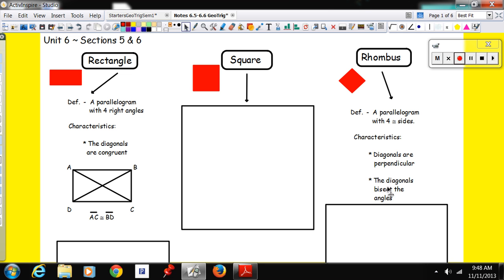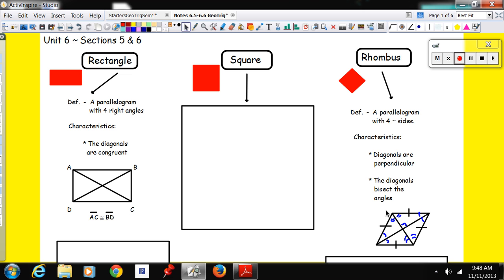And in a rhombus, also the diagonals bisect the angles. That means if you were to draw a diagonal across here and a diagonal across here, it would cut all the angles in half. All the angles would be cut in half. And here's a picture of it. You can see the 2 diagonals.